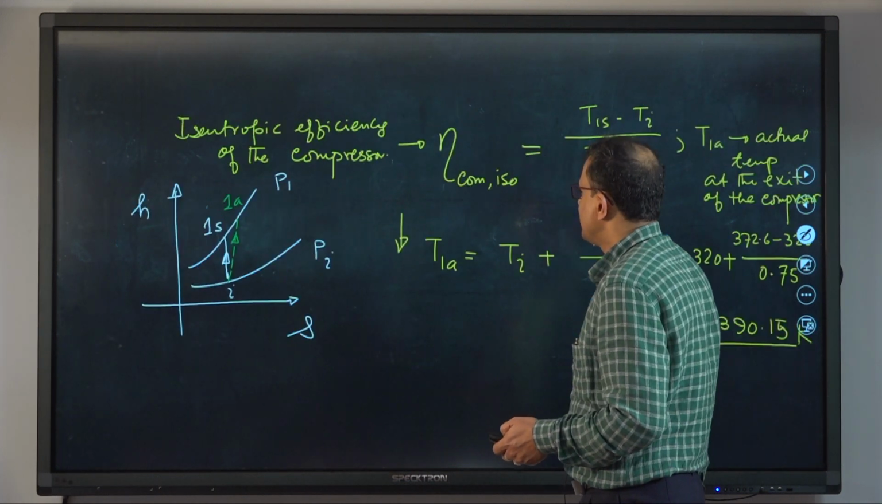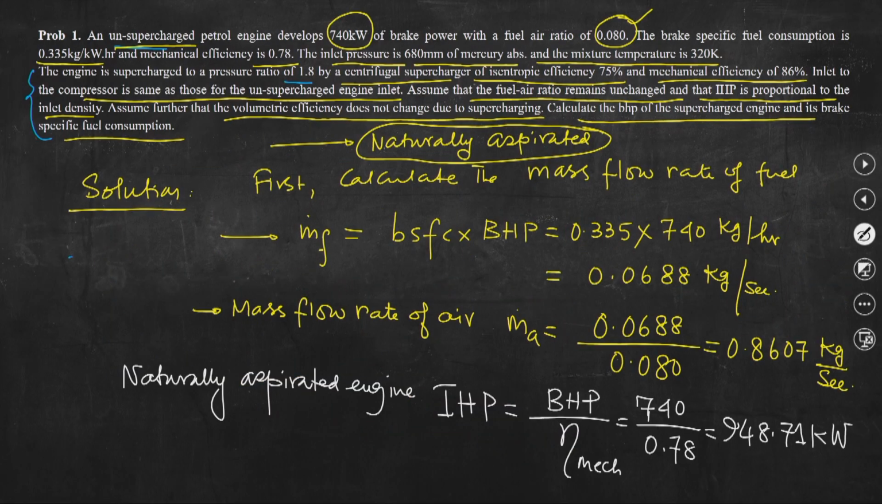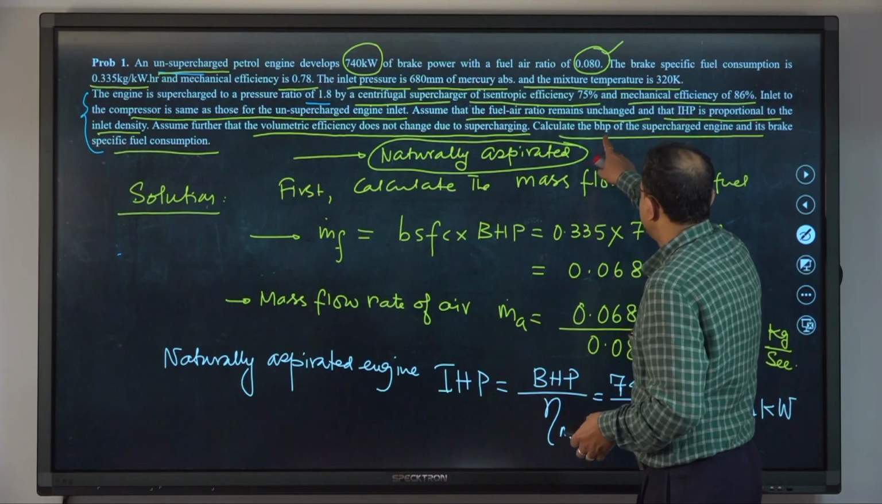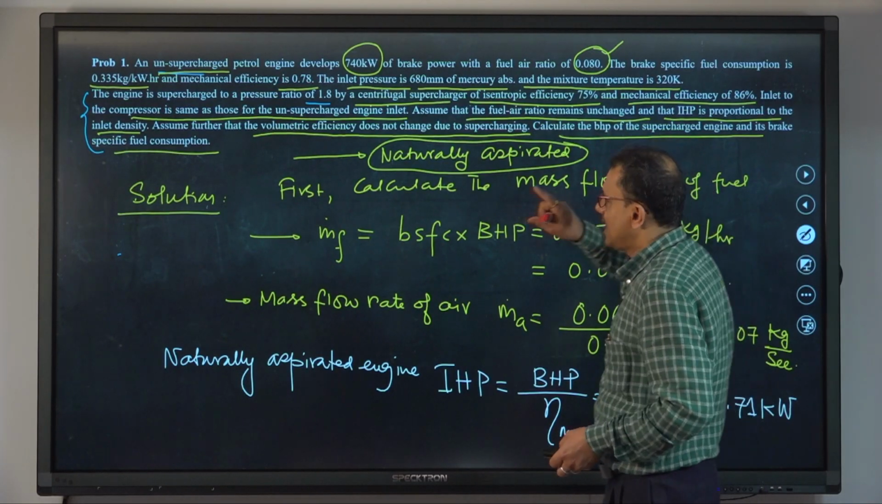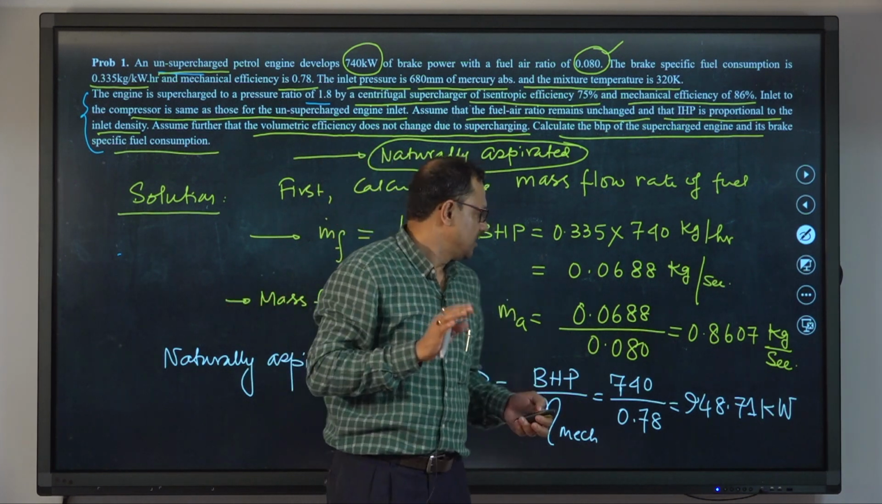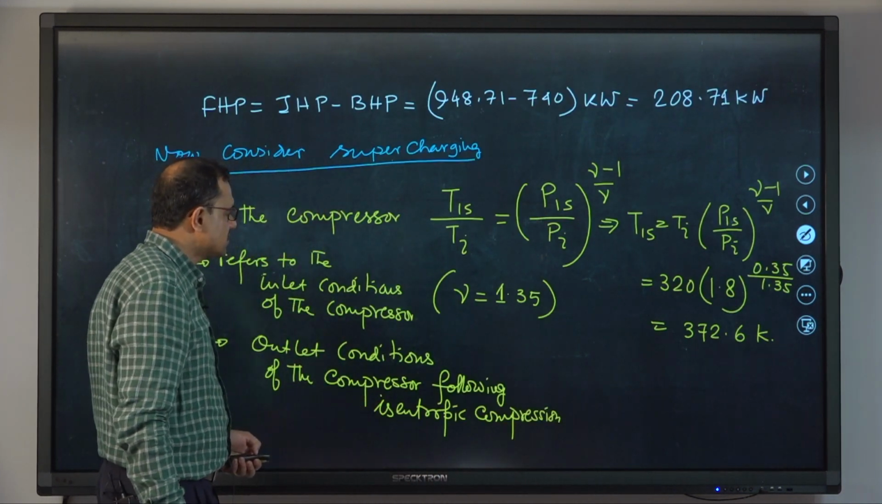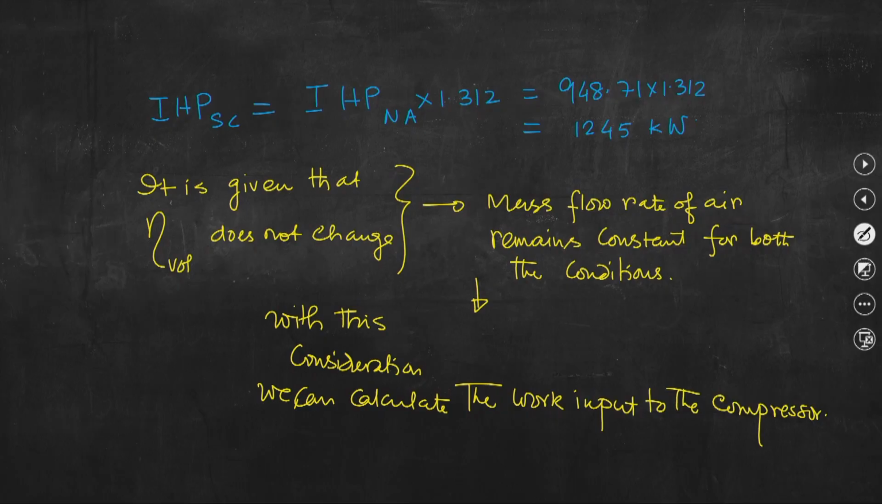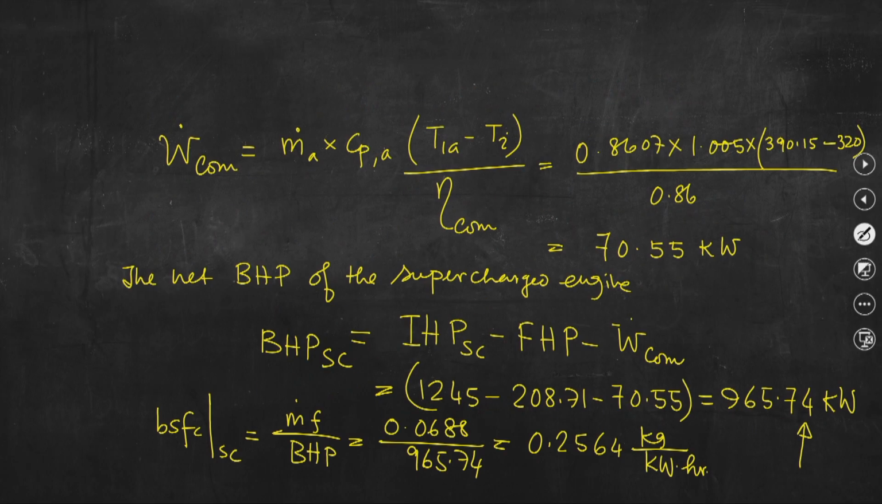Let me go back to the problem statement once again. So, we had to calculate the BHP of the supercharged engine and its brake specific fuel consumption, that is BSFC. And if we go to the last slide, then we can see these two, that is BHP of the supercharged engine and brake specific fuel consumption.